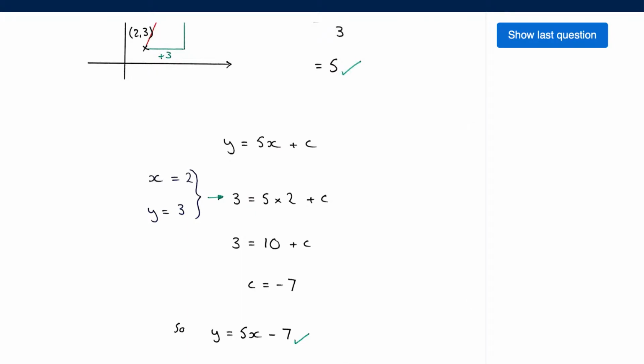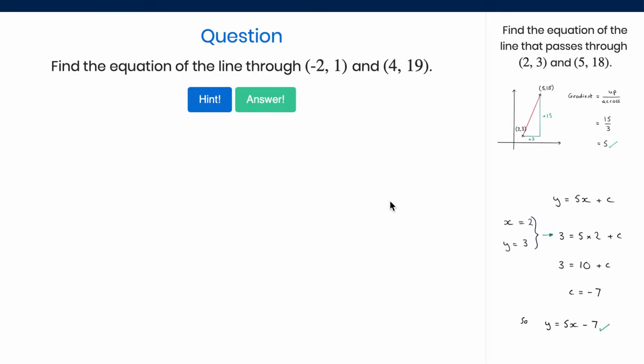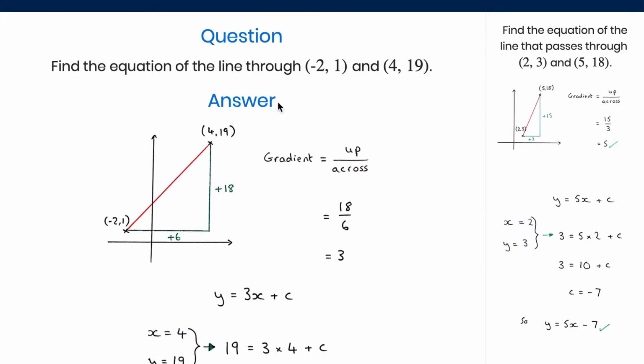Now it's your turn. Here is another example. Find the equation of the line through minus 2, 1 and 4, 19. Follow the method from the last question shown here on the right hand side. Pause the video and have a go. Okay, so here is the answer.